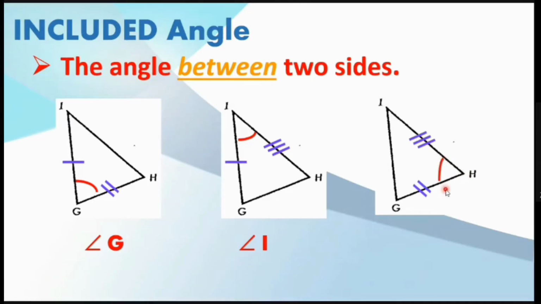It is angle H, meaning this angle here is in between these two sides that have marks, or these two sides that have tick marks. Okay, so that's what included angle is. So I think we are ready to answer the following examples.